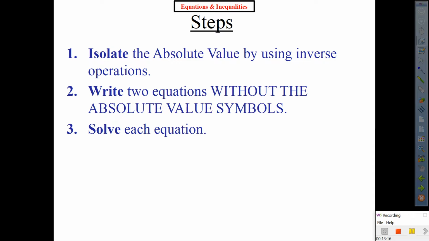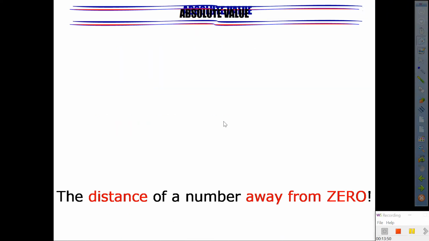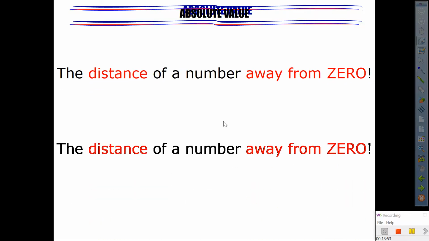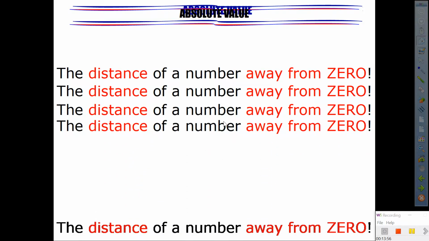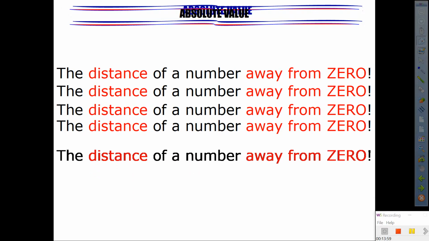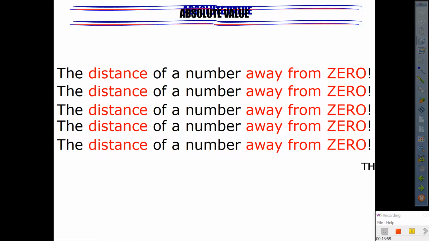Now, I'm going to break it down once again. Those of you that were already with me, this should look familiar. Those of you that have not, this is going to be the first time you see this approach. Here it goes. What is absolute value? Well, absolute value is the distance of a number away from 0.